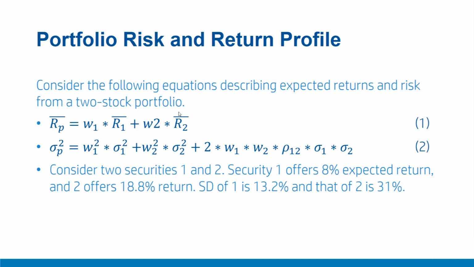A portfolio comprising these two securities has its expected return and risk governed by these two equations, equation 1 and 2, which can be seen here. For example, the expected return of the portfolio can be easily written as W1 times R1 bar, which is the expected return on security 1, plus W2 times R2 bar, which is equation 1 for the expected return on the portfolio. This we have seen earlier. Similarly, the variance of the portfolio is W1 squared sigma 1 squared plus W2 squared sigma 2 squared plus 2 times W1 W2 rho 1 2 times sigma 1 sigma 2. This is equation 2, which we have also seen earlier.